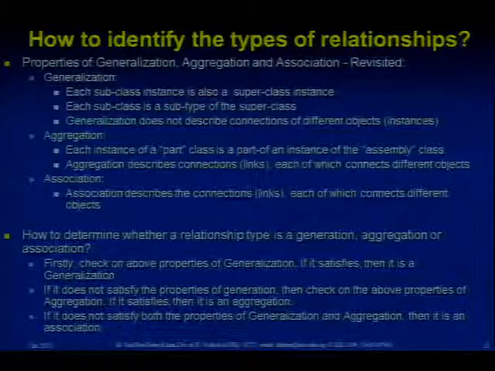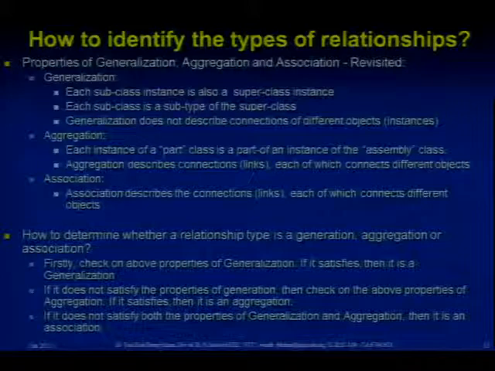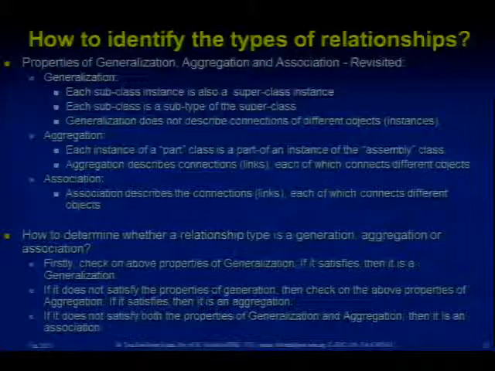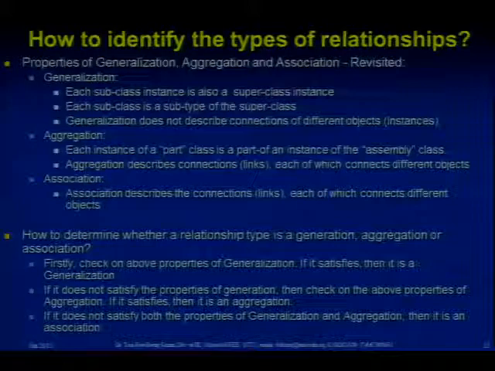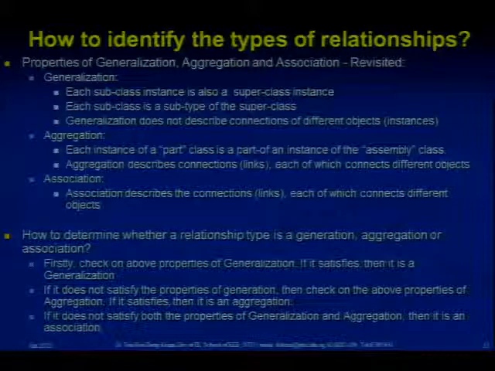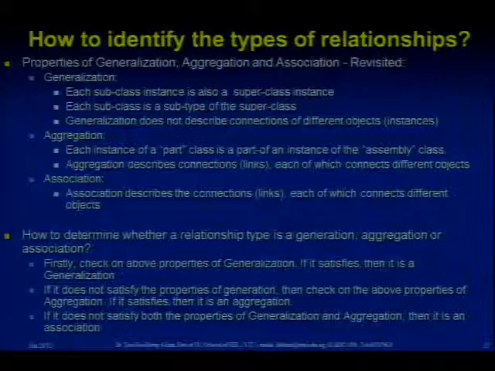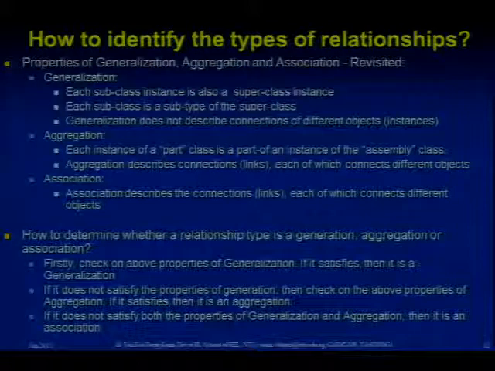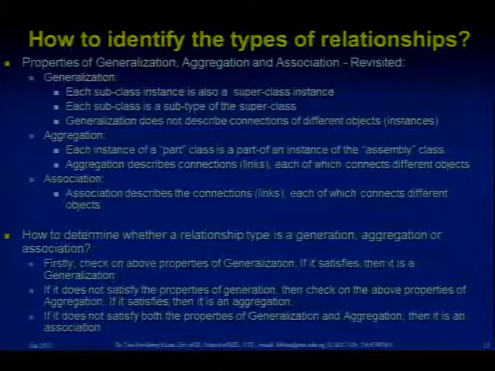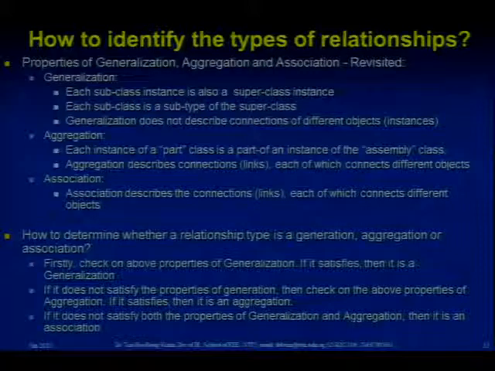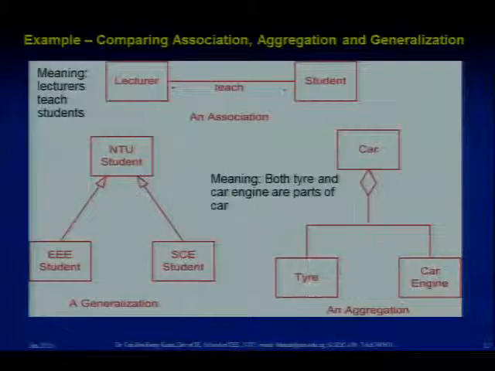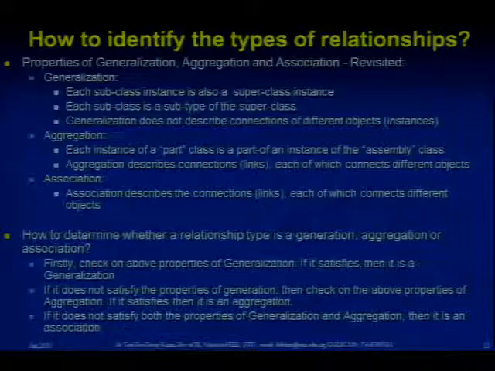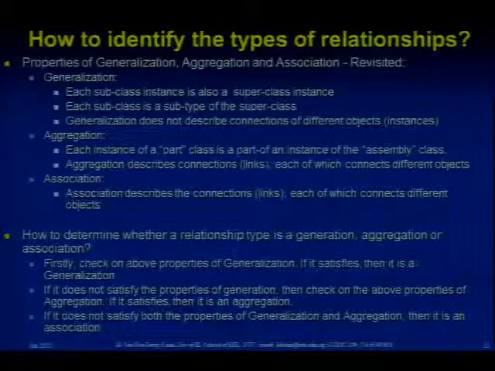If it's an aggregation, you will have all these properties. That means whether it is a part and assembly kind of interaction. If it is, then we will conclude it as aggregation. So if after the first check and the second check, you rule out the first check and also rule out the second check, then we will conclude it as association. So this is the sequence to determine whether a relationship type is a generalization, association, or aggregation.